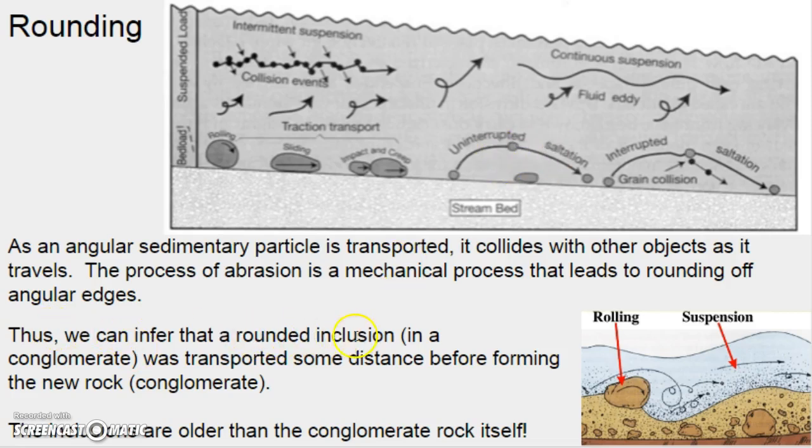Thus, we can infer that a rounded inclusion, such as in a conglomerate, was transported some distance before forming the new rock, the conglomerate itself. That the inclusions are older than the conglomerate rock itself.